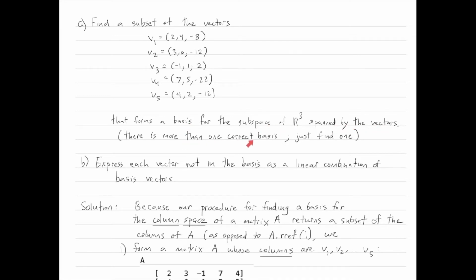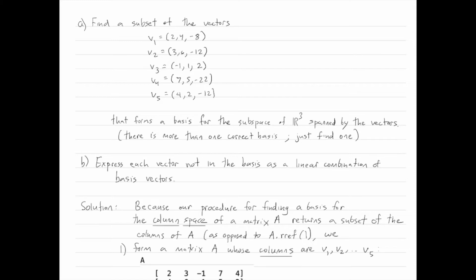Now, there's more than one correct answer or one correct basis. Just find one. And then part B of the problem says, express each vector that's not in the basis you found in part A as a linear combination of the basis vectors that you did find.